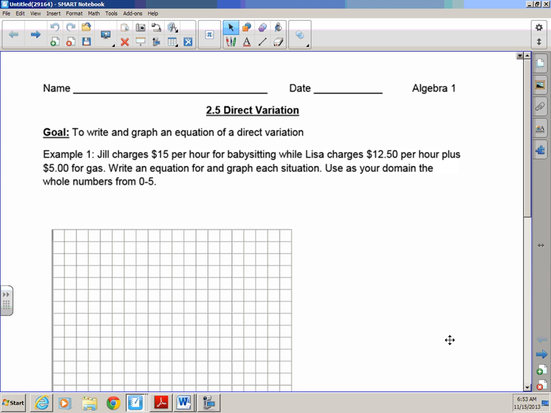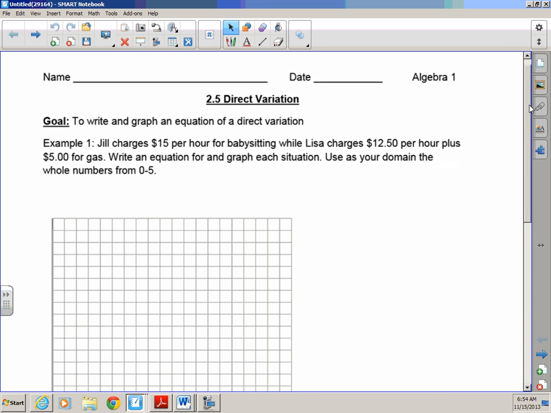Today's lesson is a continuation of our theme of linear functions, and we have a specific type of linear relationship or linear function called a direct variation. So let's investigate what we're talking about with a direct variation.